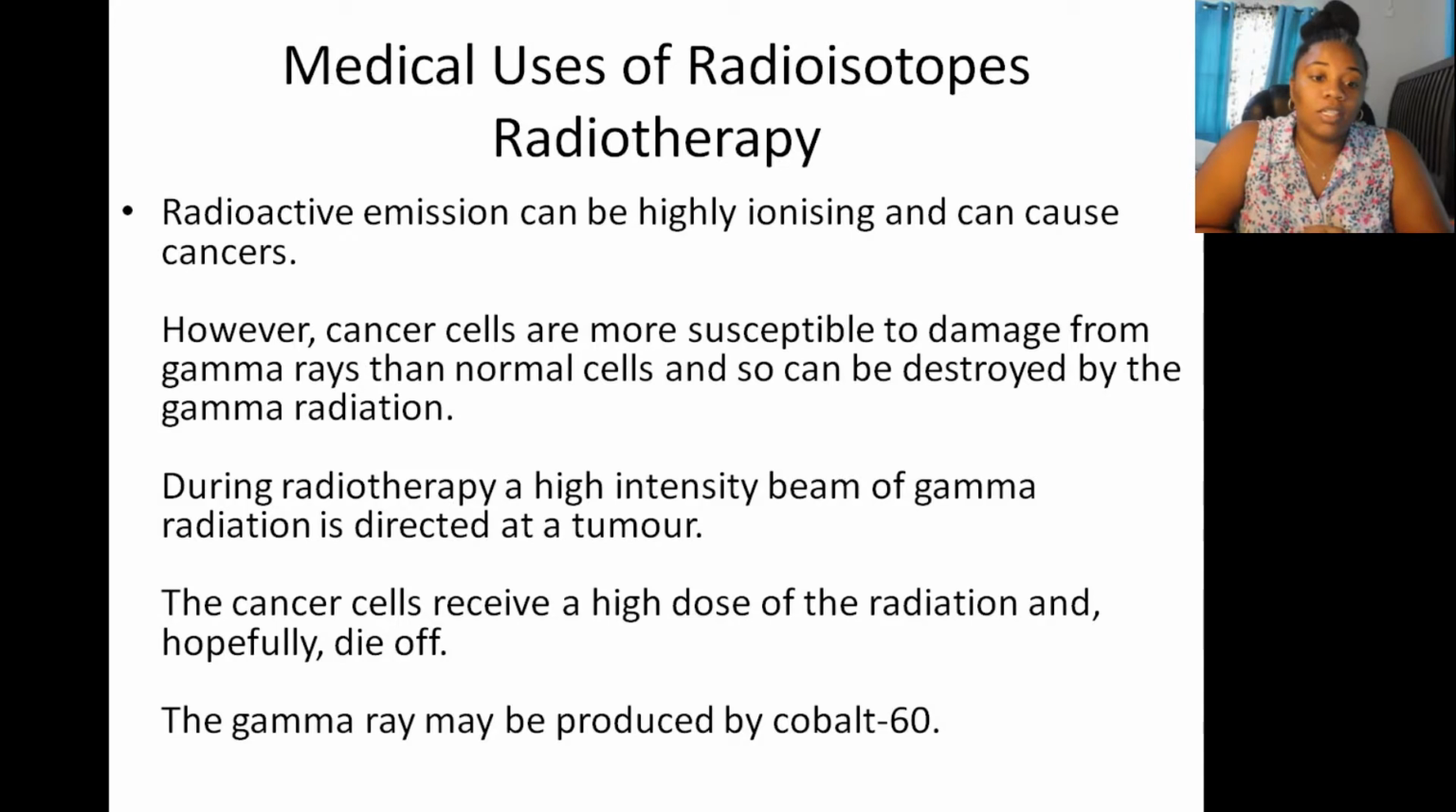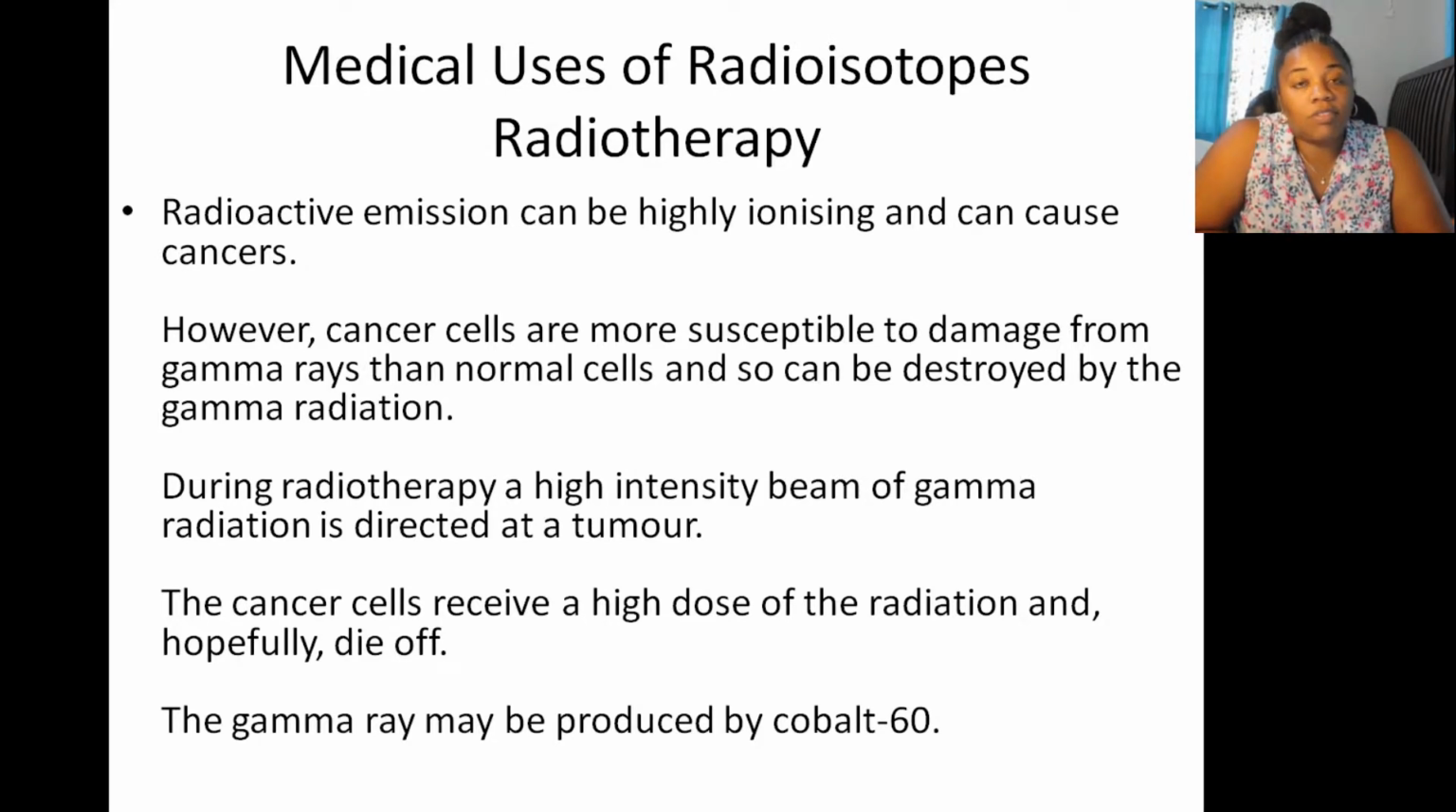However, cancer cells are more susceptible to being damaged or killed off by gamma rays than normal cells are. The sad part is that sometimes normal cells do die, because there's only so much your normal cells can take on. Now, during radiotherapy, a high intensity beam of gamma radiation is directed at the tumor, right?